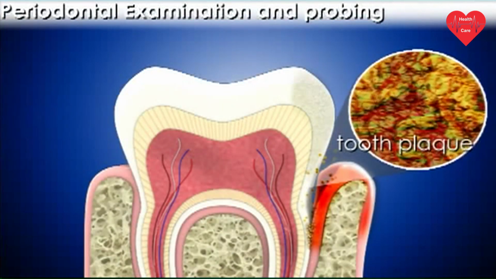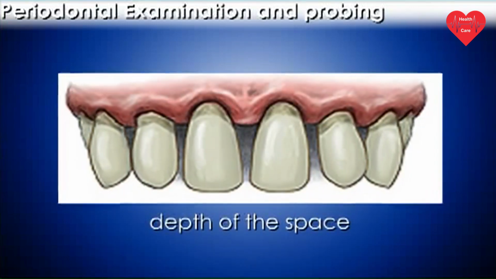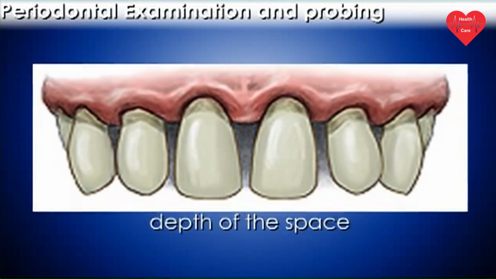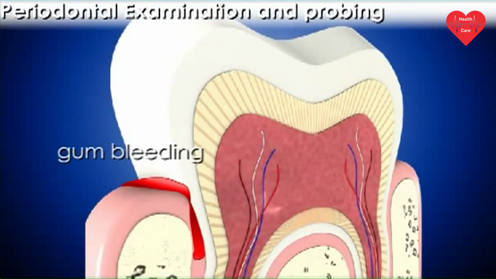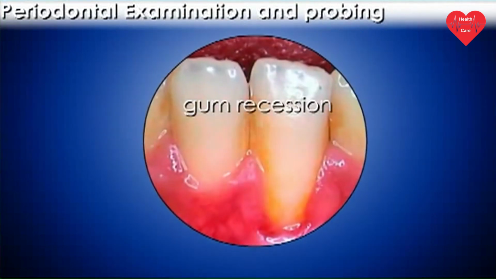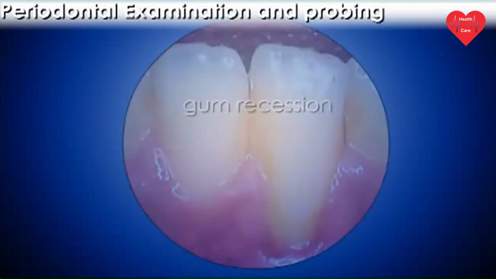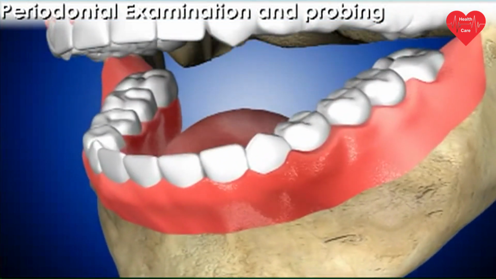Tooth plaque. The depth of the space between the gum and tooth. Gum bleeding during probing. Gum recession, reduction. How teeth fit together when you bite.